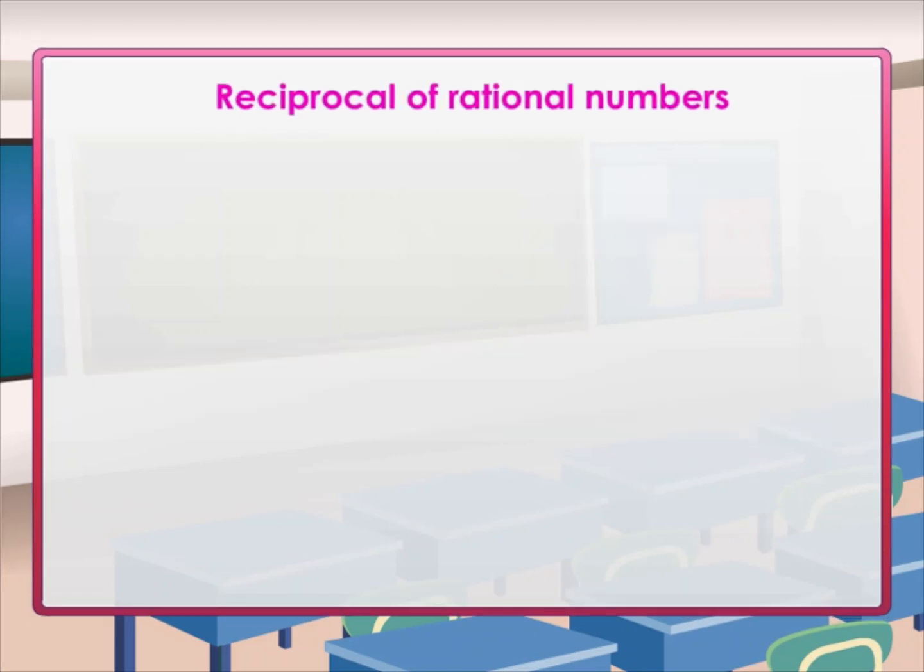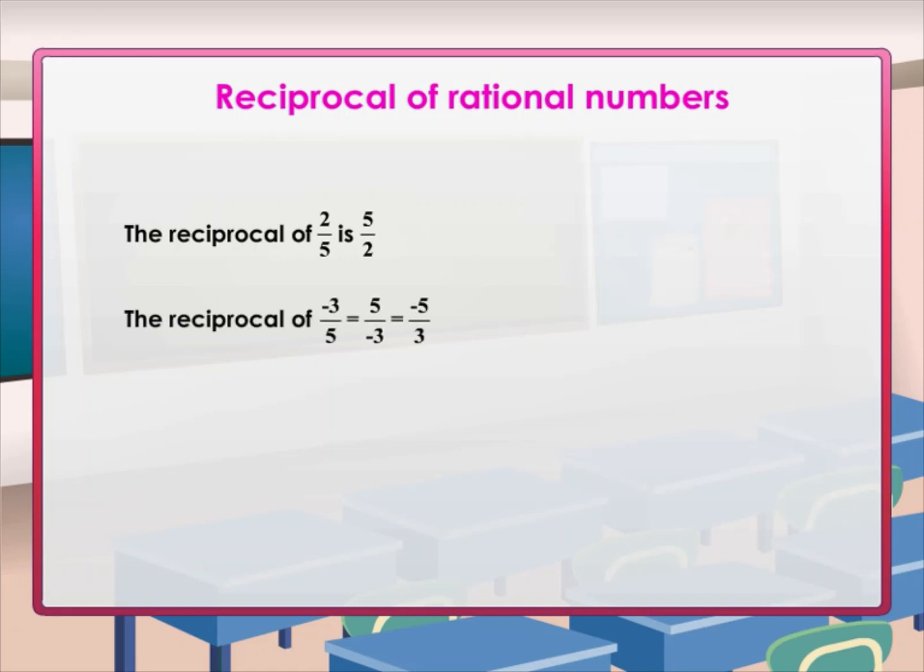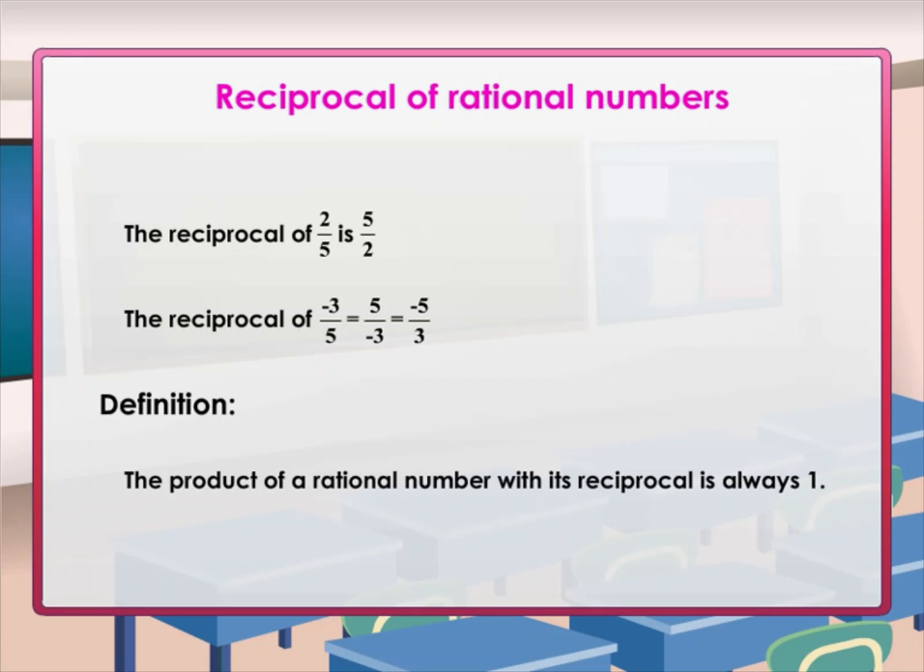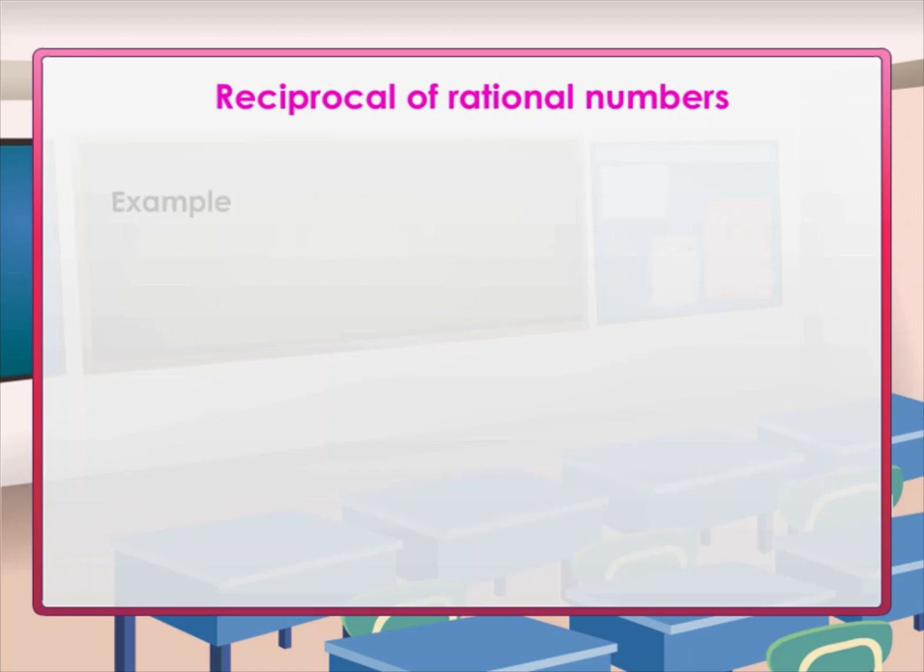Reciprocal of rational numbers. Earlier you have studied reciprocals of a fraction. The reciprocal of 2 by 5 is 5 by 2. We extend this idea of reciprocals to rational numbers also. The reciprocal of minus 3 by 5 will be 5 by minus 3, that is, minus 5 by 3. Definition: the product of a rational number with its reciprocal is always 1. Let us try this with an example. Minus 5 by 2 multiplied by the reciprocal of minus 5 by 2. Minus 5 by 2 times minus 2 by 5. We get 1.